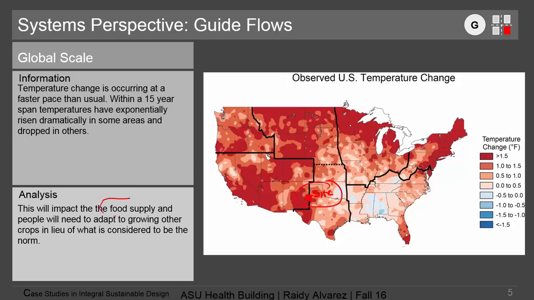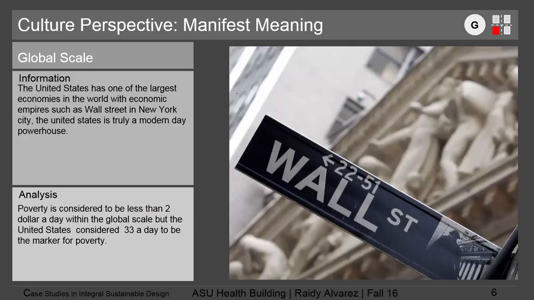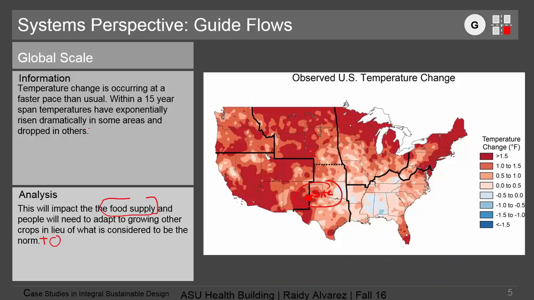This is good. See, that's analysis, and people need to adapt to growing other crops and live with what is considered to become the norm. Good. How did that affect the project? Probably didn't, but we'll see. Poverty is considered less than $2. So in your area, I guess maybe that's not important here. I'm trying to figure out what's the, oh, this is your cultural perspective, right? I see. Let me just go back for a minute.